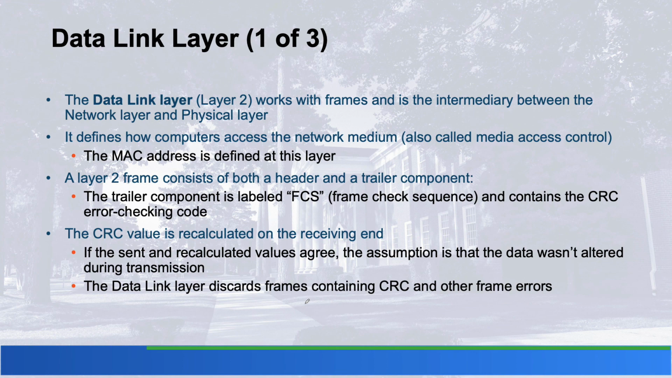The data link layer, layer 2, we're almost to the bottom, works with frames and is intermediary between the network and physical layer. The MAC address lives at that layer. Remember, that's the burned in address on the network card. It's put there by the manufacturer.